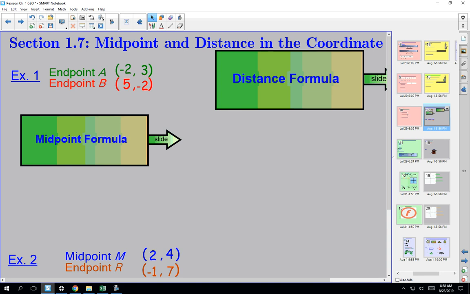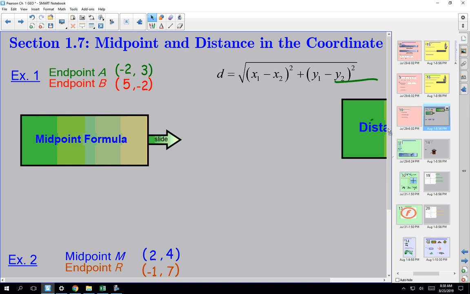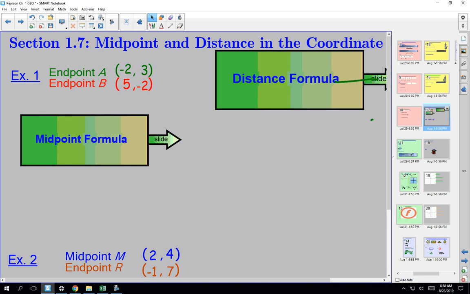So midpoint and distance in the coordinate plane is kind of a mixing of algebra and geometry. And we're going to see in geometry that the midpoint and distance formulas are pretty highly used. I mean, they're used quite a bit. So distance formula, I don't know if you remember what it was here. The distance formula is the following. I'll show you where it comes from here.